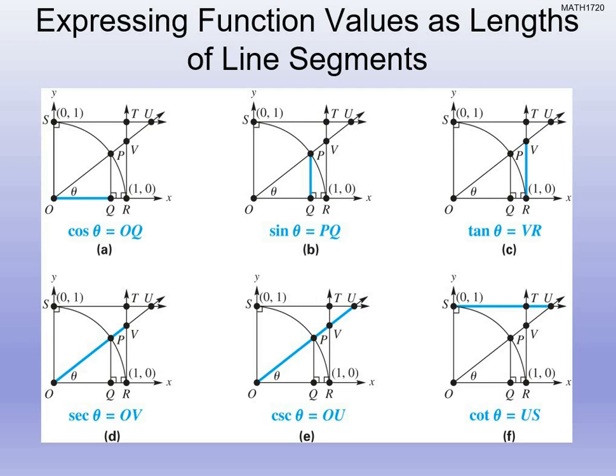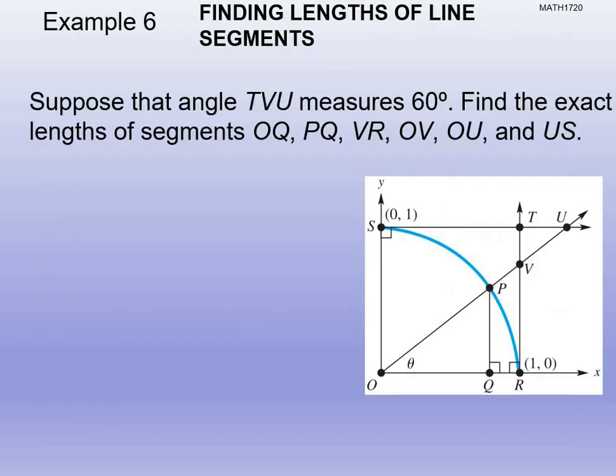Alright, so you can do this in buildings if you're an architect, or in engineering and design, or surveying, civil engineering, all kinds of different things where this can come in handy. So let's take a look here. Suppose that angle TVU. Just to recall, the middle letter is the angle. So V is the angle here. And it says find the exact lengths of segments OQ, PQ, VR, OV, OU, and US.